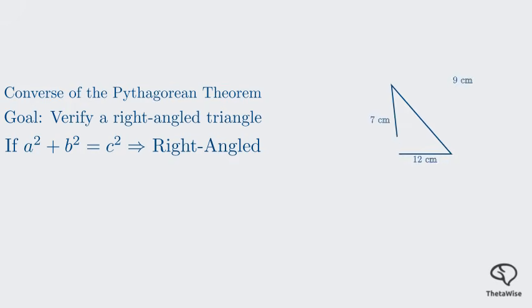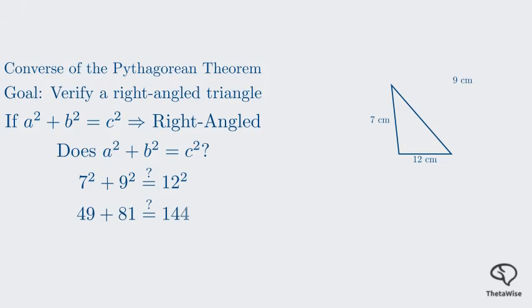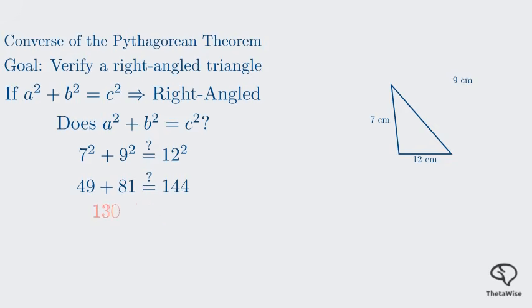Let's test this triangle. The longest side is 12, so that must be our C. The others are A and B. Again, start with the formula to test the relationship. Substitute the values, 7 squared plus 9 squared, and 12 squared. Calculate the squares. 49 plus 81 versus 144.